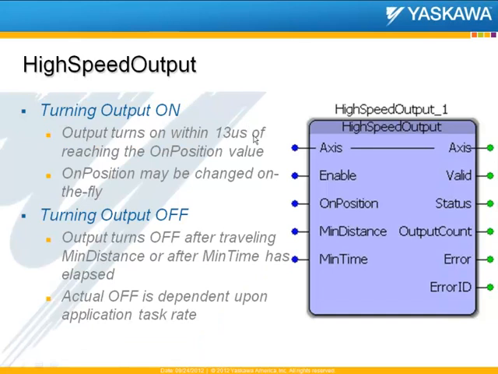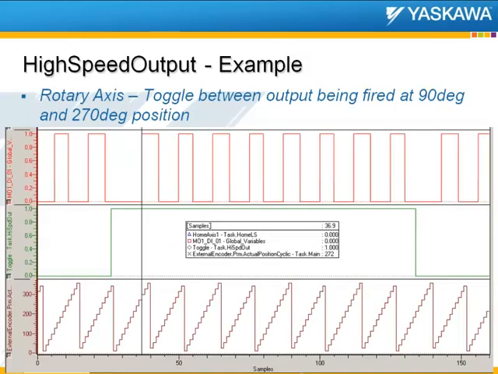To turn the output on, the output will turn on within 13 microseconds of reaching the on position value that's been set. And this on position value may be changed on the fly. To turn it off, it'll turn off after traveling either the minimum distance that's set or the minimum time that is set here at one of these two inputs. And the actual off is not high speed. Okay, so the actual off is dependent upon the application task rate of where you've placed this function block.